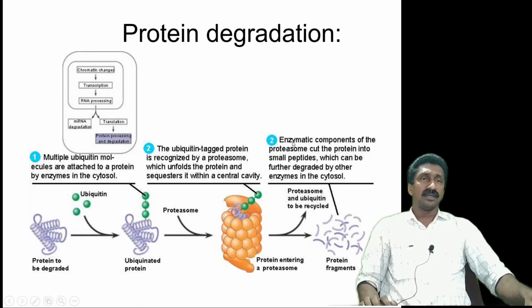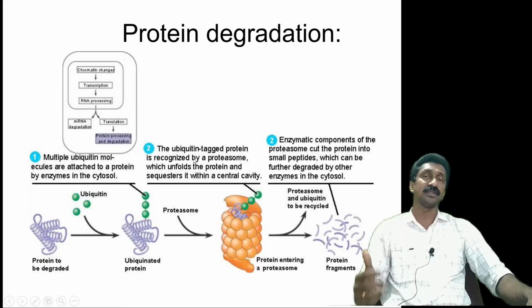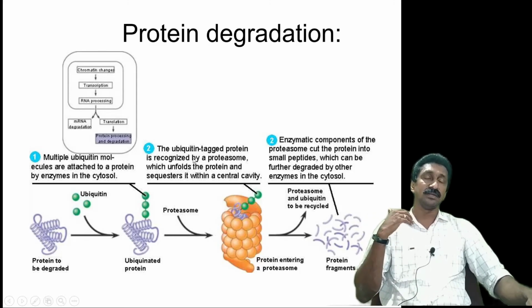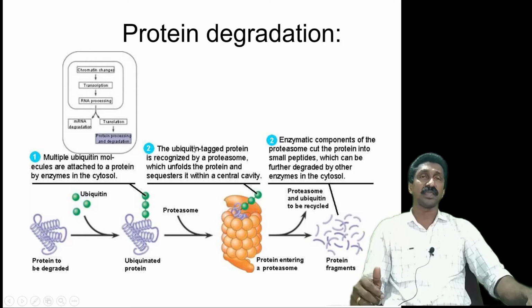The enzymatic components of the proteasome cut the protein into smaller peptides, which can be further degraded by other enzymes in the cytosol. So finally it is degraded into smaller fragments, and the proteasome and ubiquitin are recycled for further use. So this is the ubiquitin-mediated degradation mechanism of proteins.